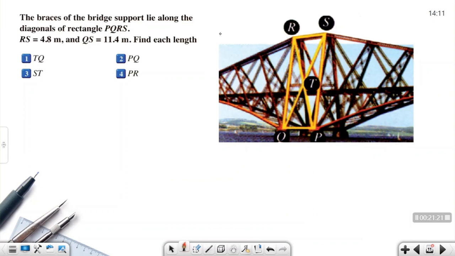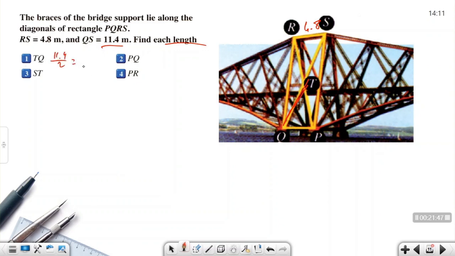The base of the bridge, RQPS, is written, no problem. This is given as a rectangle. So that shape is a rectangle. What is given? RS is 4.8. QS is the diagonal, so the diagonal is 11.4. Find each length.